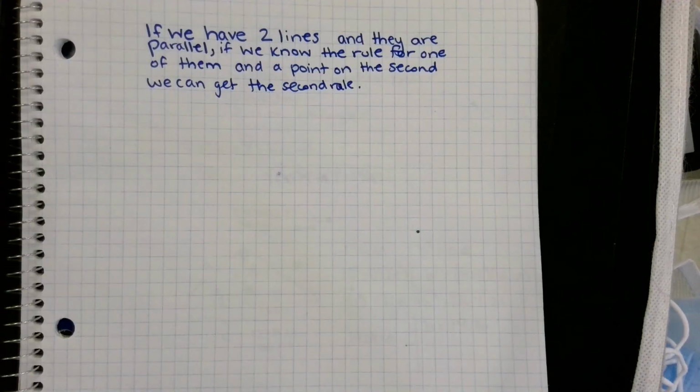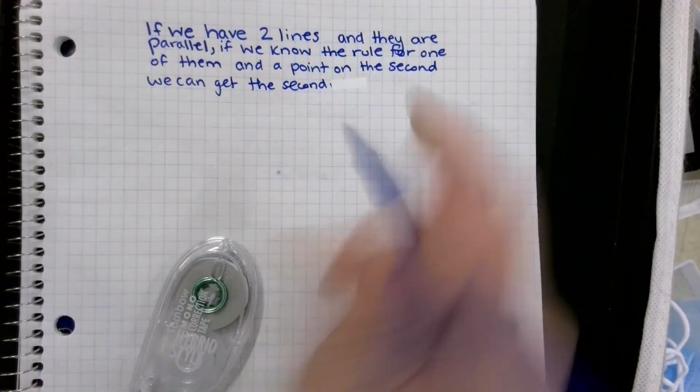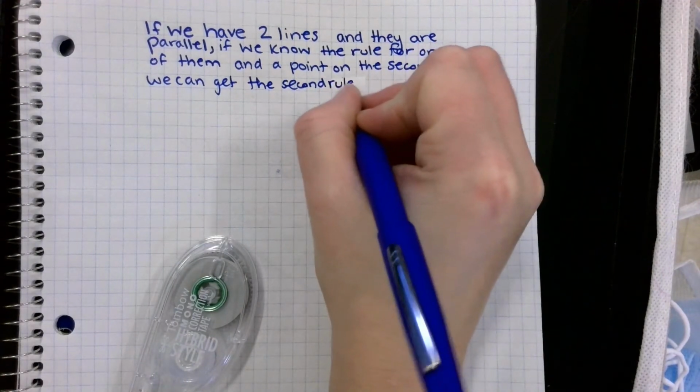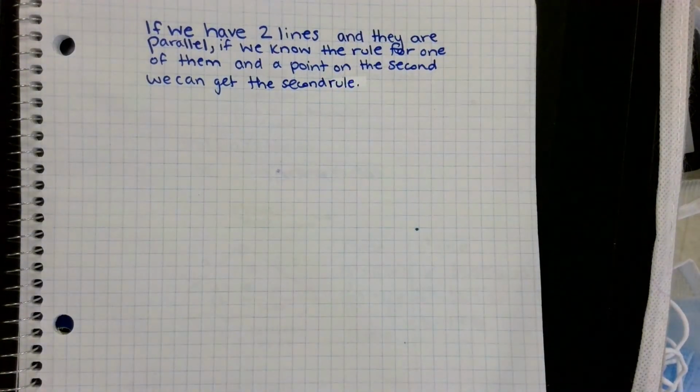So if we have 2 lines and they are parallel, if we know the rule for one of them and a point on the second, we can get the second rule. It's a lot of words there, but I'm leading up to how we're actually going to solve this. So don't worry if this looks a little confusing. It's more just a lead into how we're actually going to start solving.